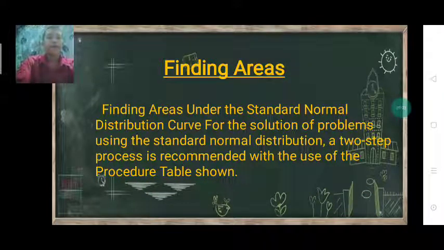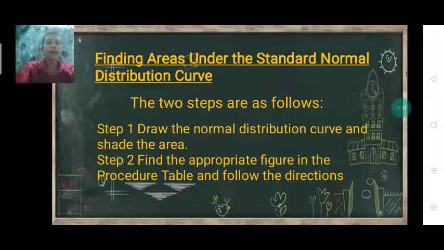Finding areas under the standard normal distribution curve for the solution of problems using the standard normal distribution. A two-step process is recommended with the use of the procedure table shown. The two steps are as follows. Step 1. Draw the normal distribution curve and shade the area. Step 2. Find the appropriate figure in the procedure table and follow the directions.